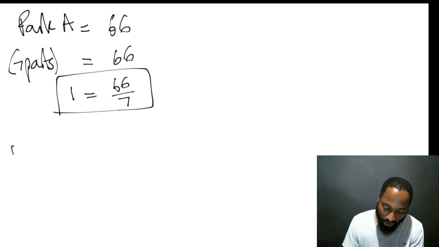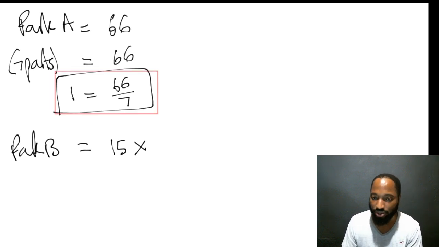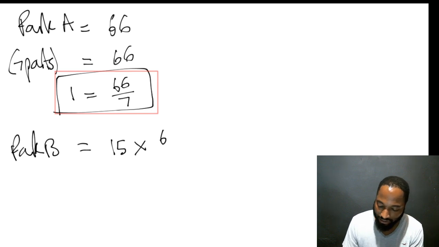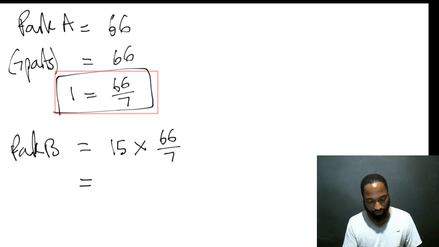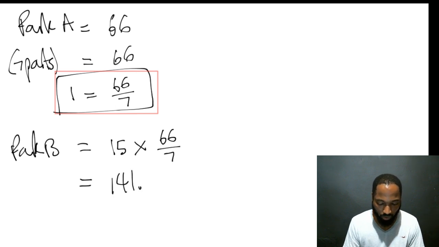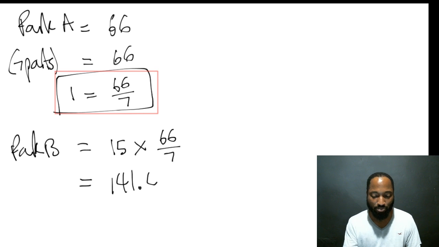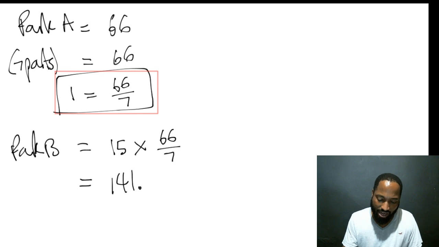So if I want to work out how much part B is getting, it's going to be 15 times the 1 part. Remember, this was the whole aim of the game, finding for 1. So 15 times 66 over 7. Work that out. That's going to give you 141.4. But since we deal with pigeons, I can't put 0.4. So I just need to put 141.